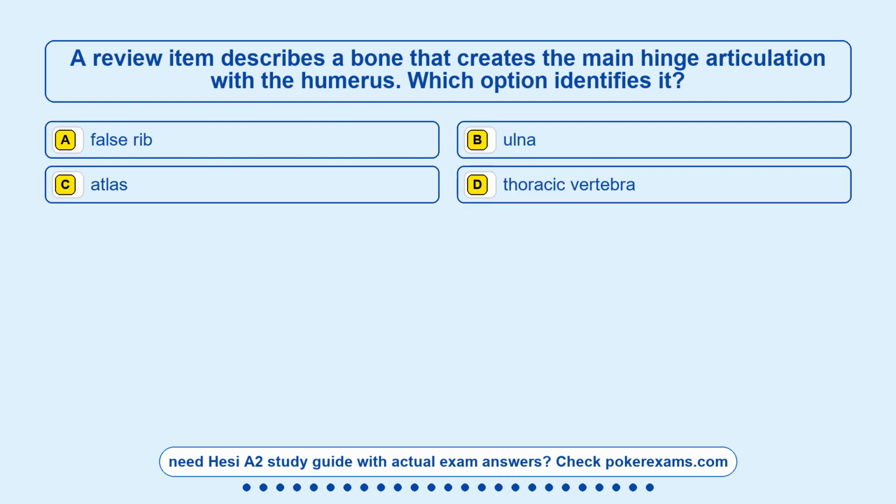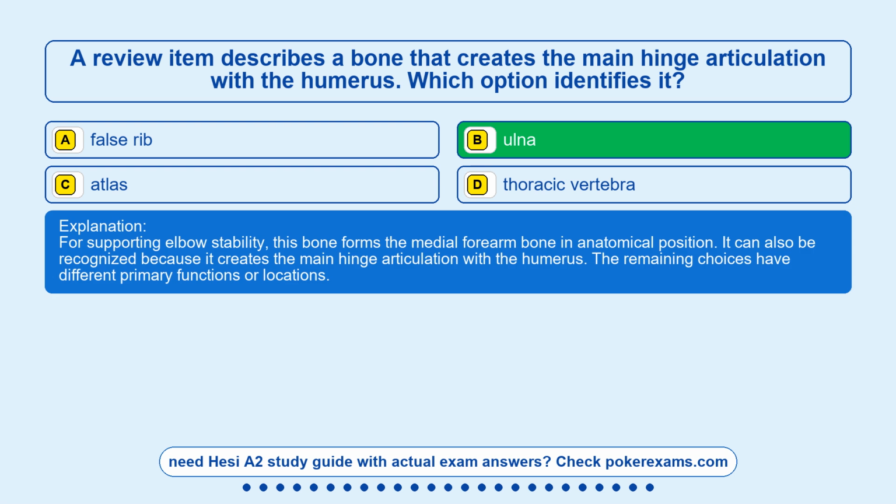Question 2. A review item describes a bone that creates the main hinge articulation with the humerus. Which option identifies it? Option A, false rib. Option B, ulna. Option C, atlas. Option D, thoracic vertebra. The correct answer is option B, ulna.